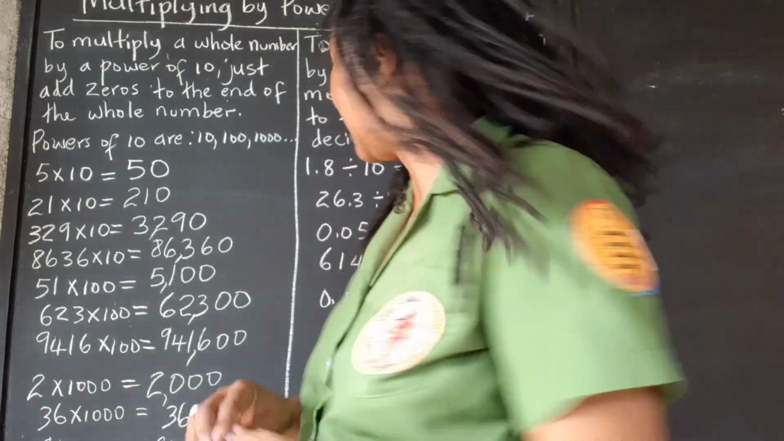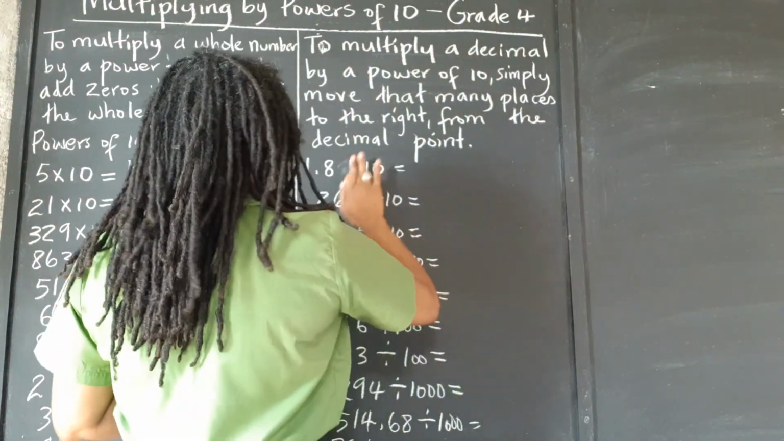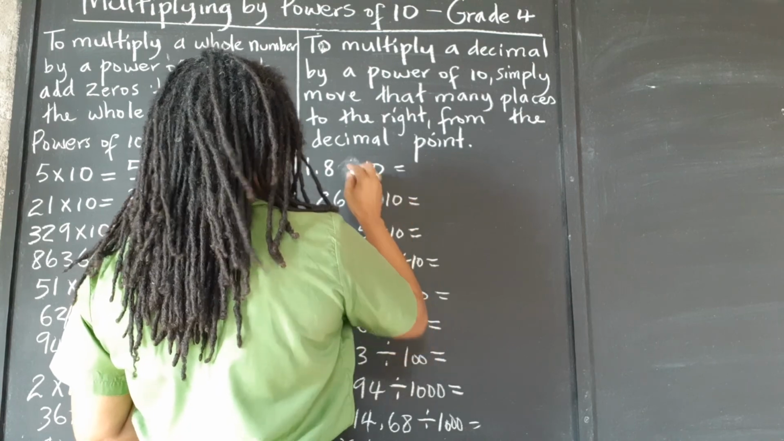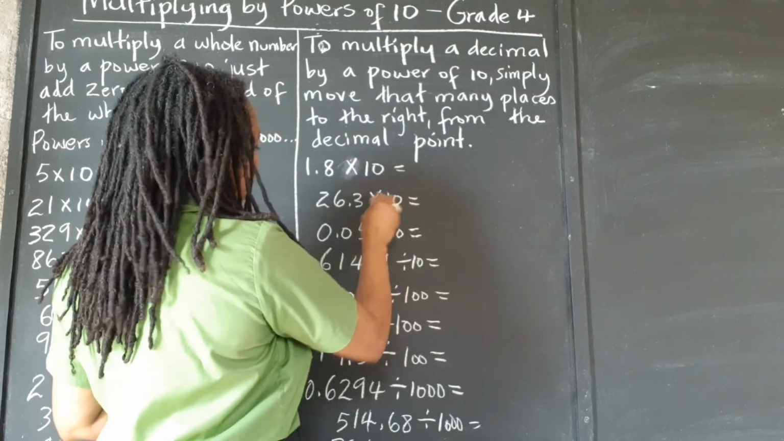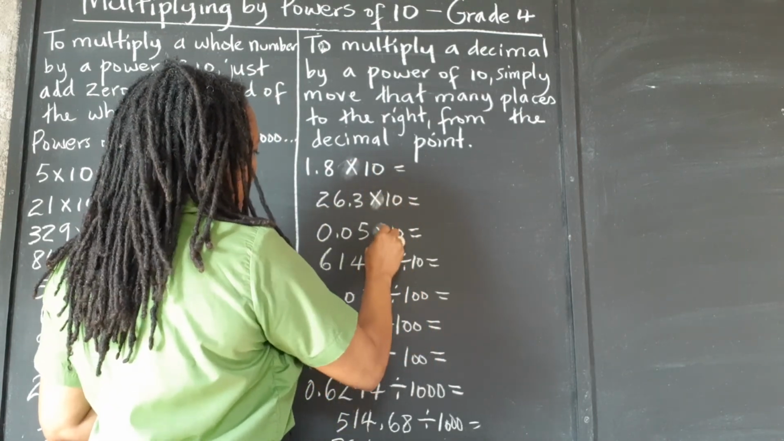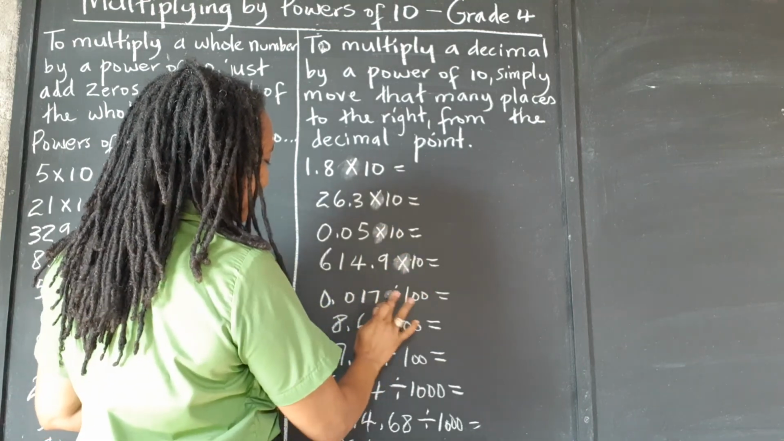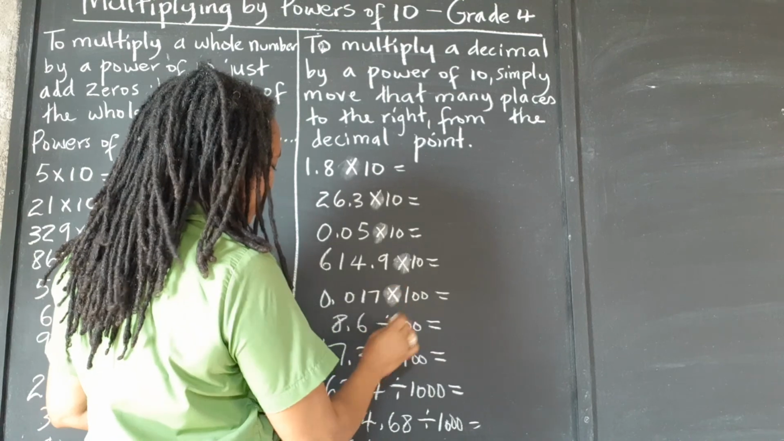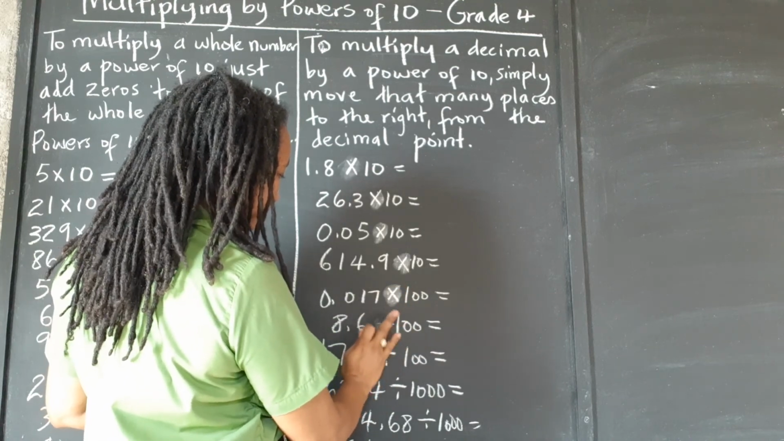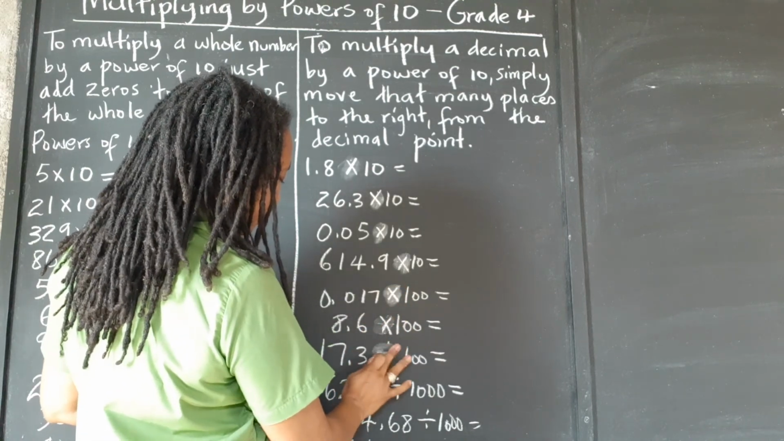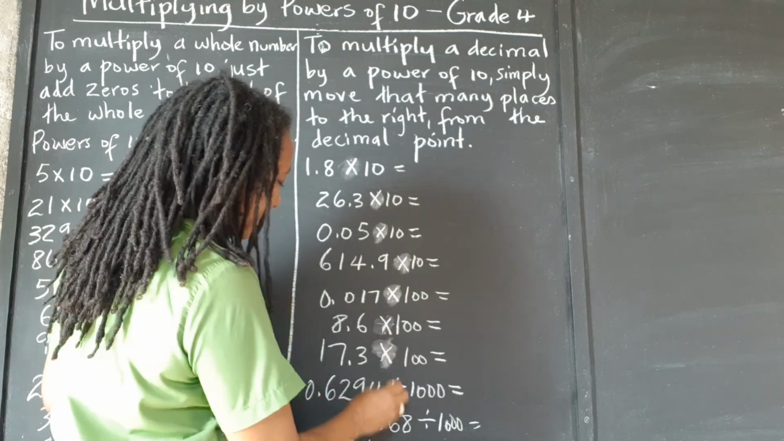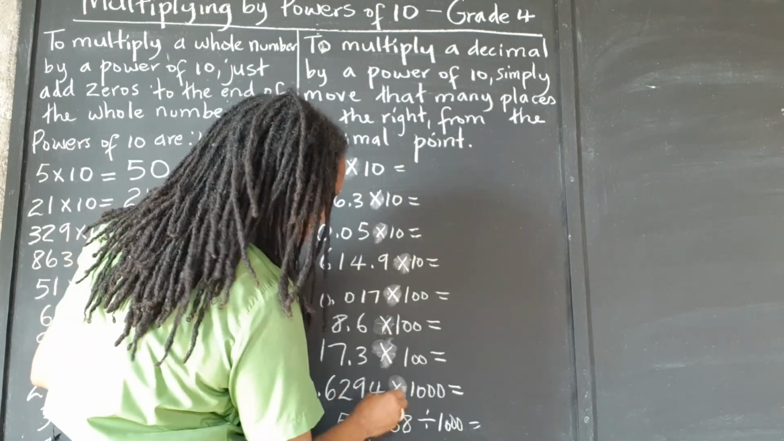Sorry, I have the wrong signs, so I'm going to erase these. These should be multiplied. The division will be in the next lesson, so look out for that. Dividing by powers of 10. So we're focusing on the multiplication.